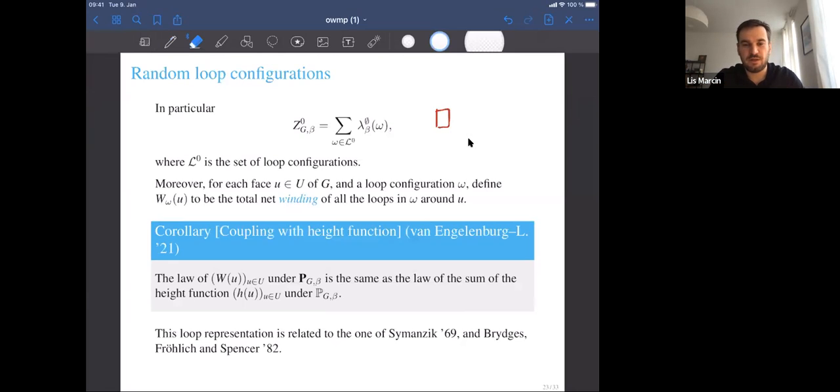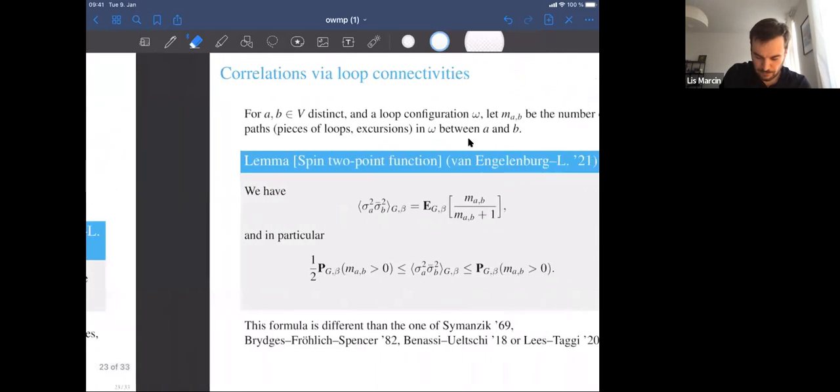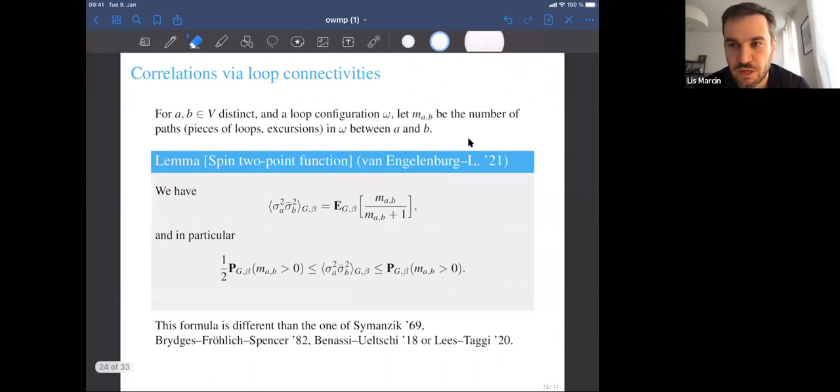And obviously there are many classical loop representations of this spin system going back to Symanzik and Bridges, Fröhlich and Spencer. And this one is also, in some sense, the same representation, obviously, because it's the same model, but also the coupling with the height function has not been used yet, I think. And the way we define it is a bit different than the classical representation. Okay, so this is the connection with the height function.